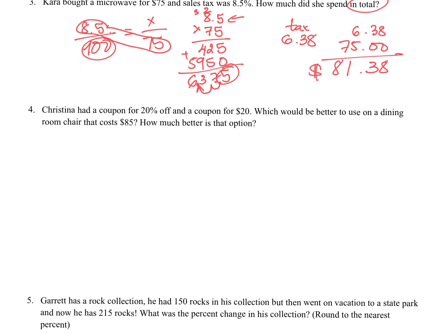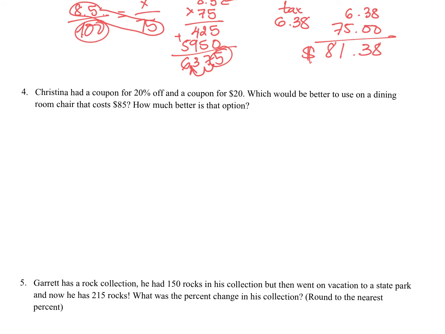Number 4. Christina has a coupon for 20% off and a coupon for $20. Which will be the better use on the dining room chair that costs $85? How much better is that option? So the cost is $85, 20% off. So we're gonna do 20% is 20 out of 100. And we have x out of 85. Part to whole, cross multiply and divide.